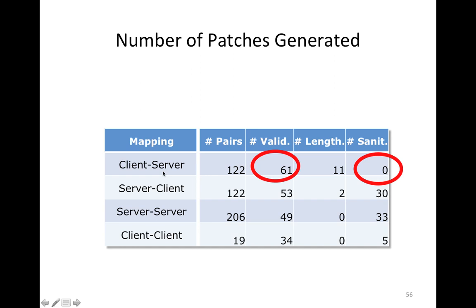But we found lots of cases where the client does more validation than the server. And this is very bad. If a client validates an input in a certain way, then the server should validate the input in the same way. Okay. So we have found 61 cases. And I think many of these cases involve the length. The client makes sure that the input is a certain length, while the server does not do the same thing.